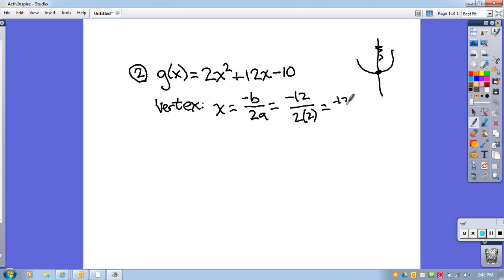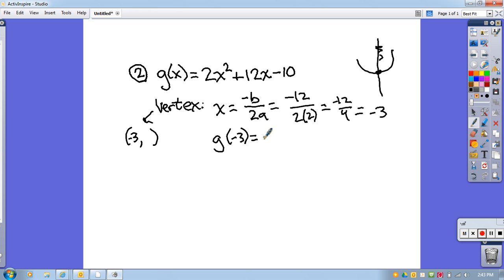So negative 12 over 4, that's negative 3. So I know that the x part of the vertex is negative 3. For the vertex so far, I know that x is negative 3. I need to figure out the y part. I can just plug it back into the function. In other words, I'm going to evaluate g of negative 3. When x is negative 3, what's y?